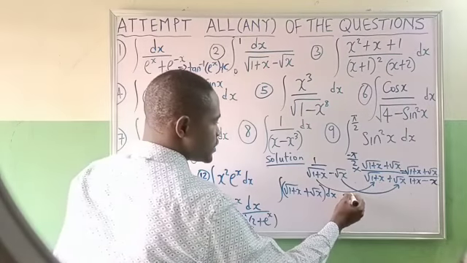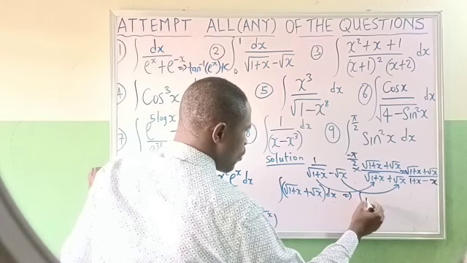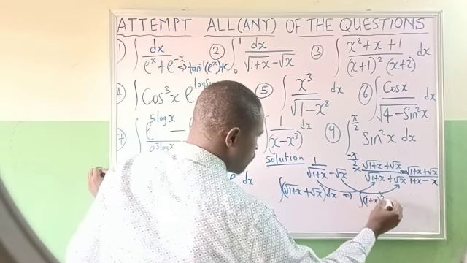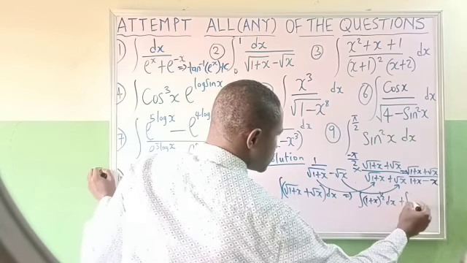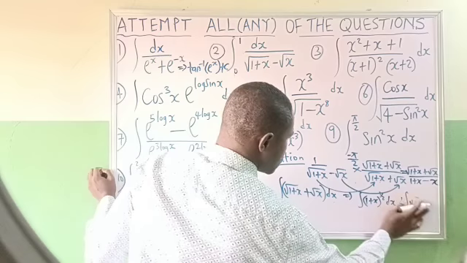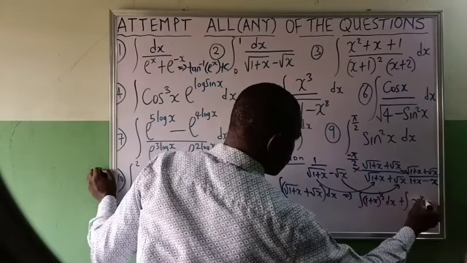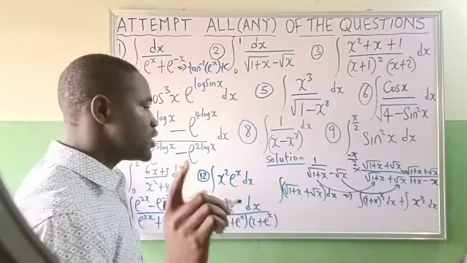Now this means integrate 1 plus x all raised to power 1 over 2 dx, plus integrate root x, that is, integrate x raised to power 1 over 2 dx. This is because square root means power 1 over 2.